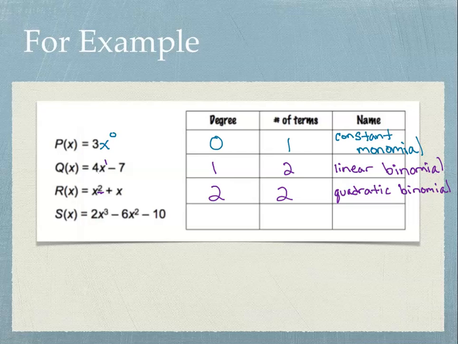Okay, and s of x has 3 terms right here, and its highest exponent is 3. So we would say s of x has a degree of 3, and it has 3 terms. So it is cubic because it has a degree of 3, and it is a trinomial because it has 3 terms. So each one of these functions is named based on its degree and its number of terms.